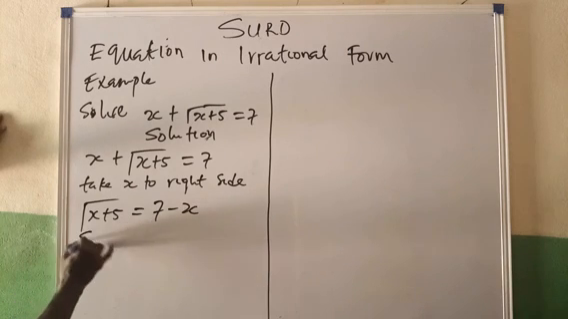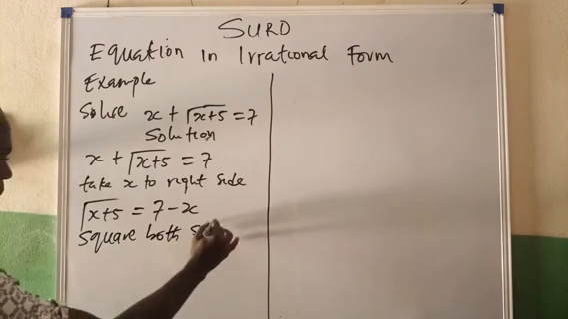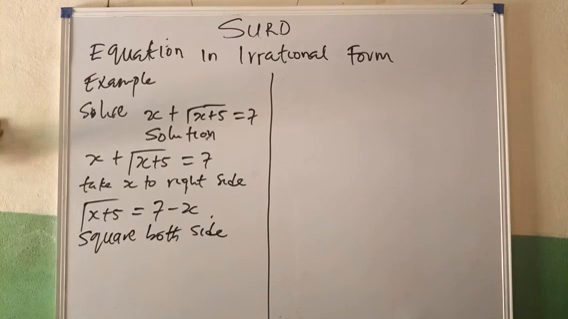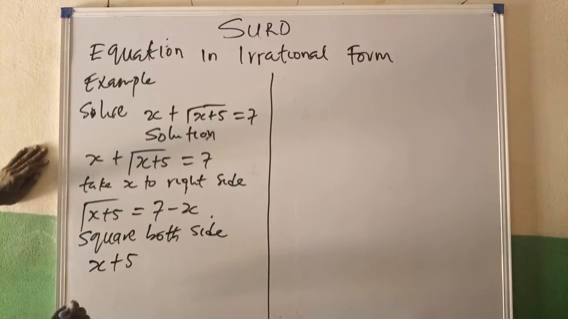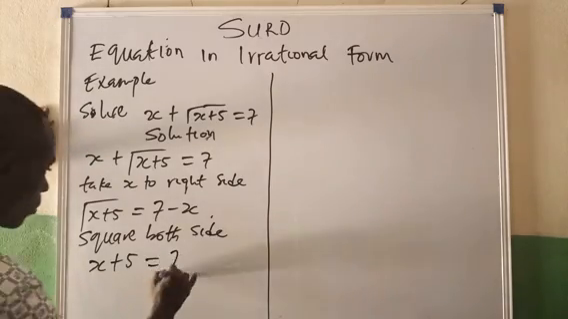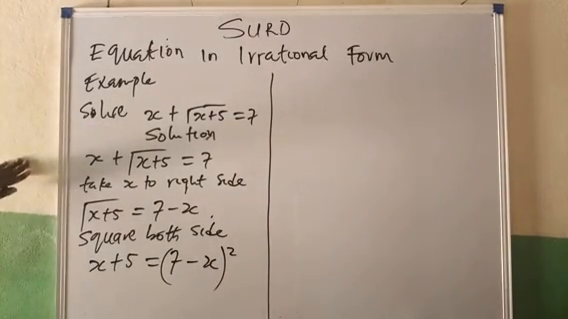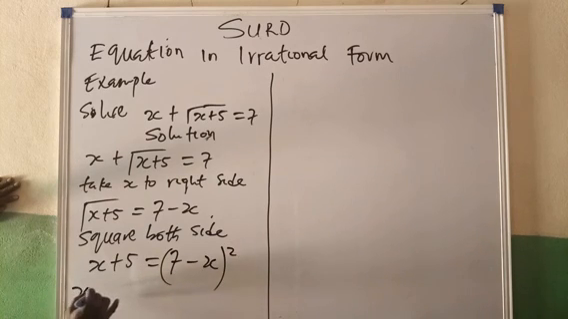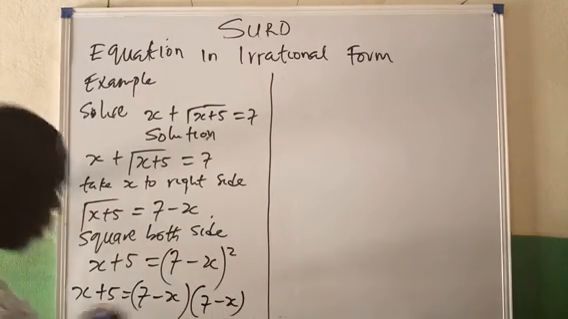I square both sides. I'll have s plus 5 is equal to 7 minus s all squared. So that I have s plus 5 is equal to (7 minus s)(7 minus s).